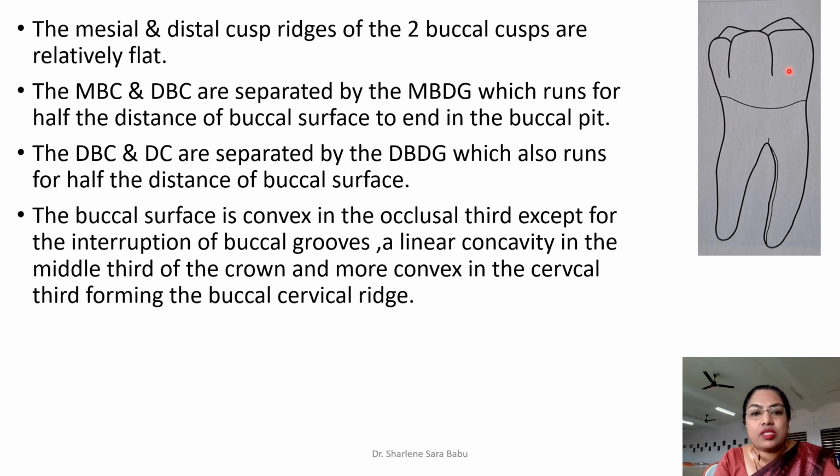The mesiobuccal cusp and the distobuccal cusp are separated by the mesiobuccal developmental groove which runs for half the distance of the buccal surface and ends in a buccal pit. The distobuccal cusp and the distal cusp are separated by the distobuccal developmental groove which runs for half the distance of the buccal surface and may or may not end in a lingual pit. The buccal surface is convex in the occlusal third except for the interruption by the buccal grooves, then a linear concavity in the middle third of the crown and more convex in the cervical third, forming the buccal cervical ridge.